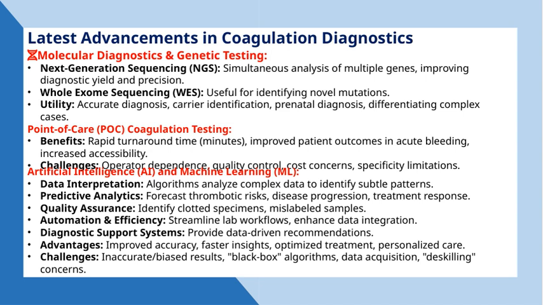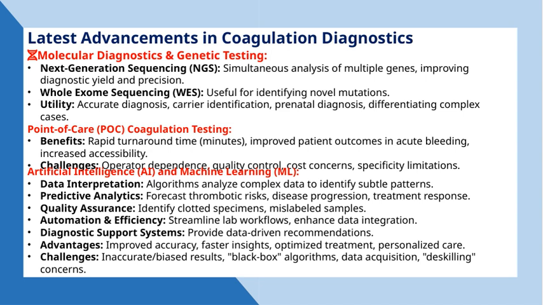Moving on, point-of-care coagulation testing is gaining ground. The biggest advantage here is speed. Results are available within minutes, which can be critical in emergency situations like acute bleeding. It also makes testing more accessible, especially in settings where lab infrastructure might be limited. Of course, there are challenges, including the dependence on operator skill, quality control issues, costs, and some limitations in test specificity that we need to manage carefully.